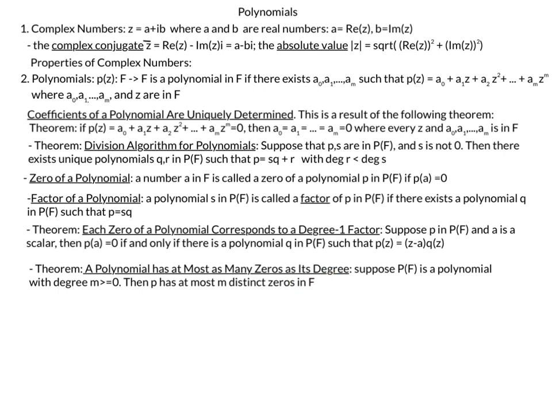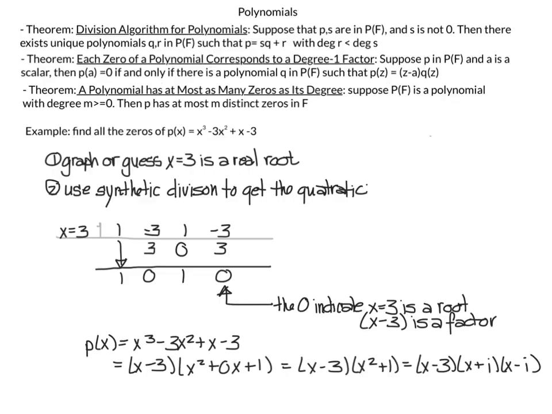So this is important. You know that this theorem is the same as middle school. And our last example where we found all of the zeros of p of x equals x cubed minus 3x squared plus x minus 3, you notice the degree of our polynomial is 3. So according to this theorem, we should have at most 3 zeros. And that's exactly how many we found. We have x equals 3 as a 0, x equals minus i, and x equals i are all zeros.